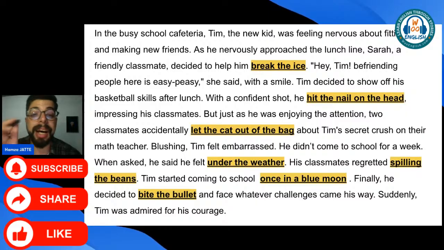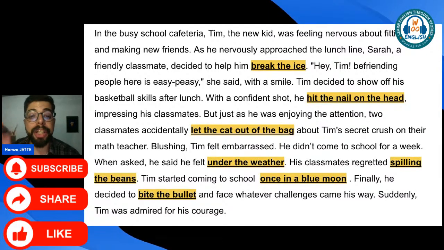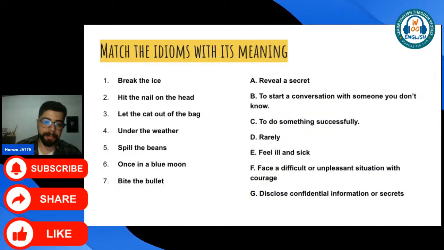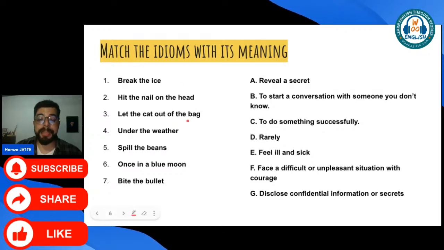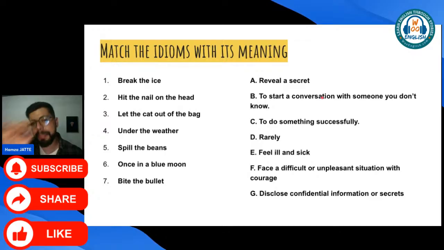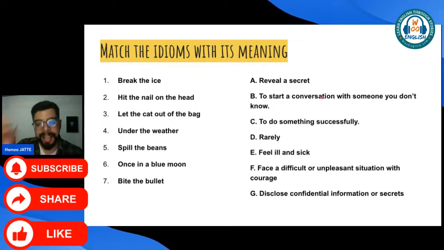All right. So, 7 expressions: break the ice, hit the nail on the head, let the cat out of the bag, to feel under the weather, spill the beans, once in a blue moon, bite the bullet. All right, let's try to discover the meaning of them. Okay, so these are the 7 expressions or the 7 idiomatic expressions or the 7 idioms. These are their meanings, but can you please help me by matching?